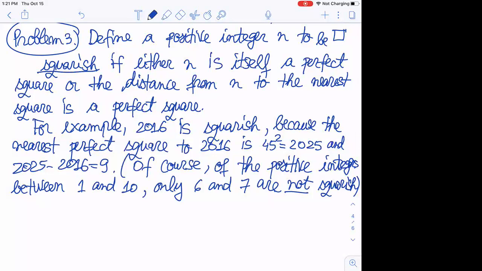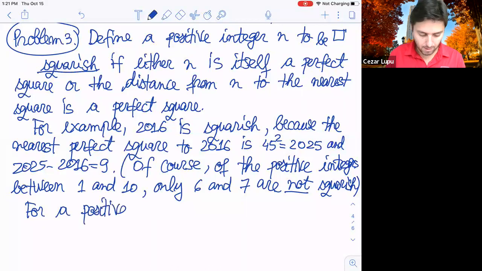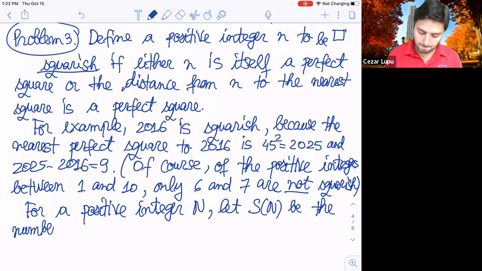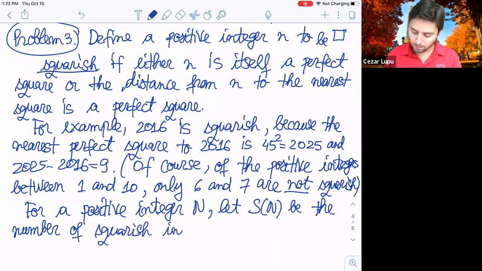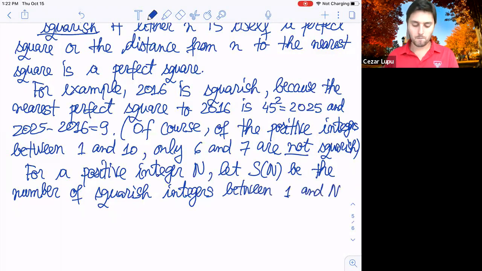Okay. And now we're getting to the statement of the problem. So this was just a preamble. For a positive integer n, let S of n be the number of squarish integers between 1 and n, inclusive. So I will include also n.